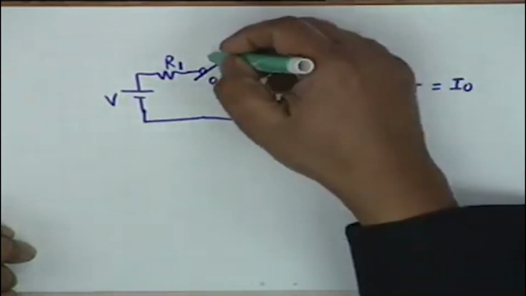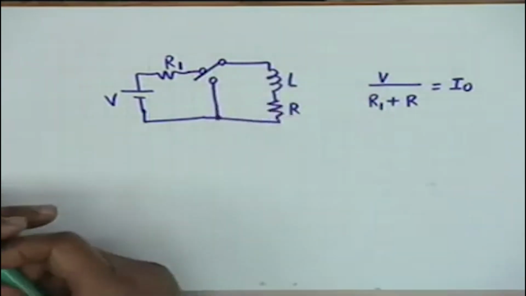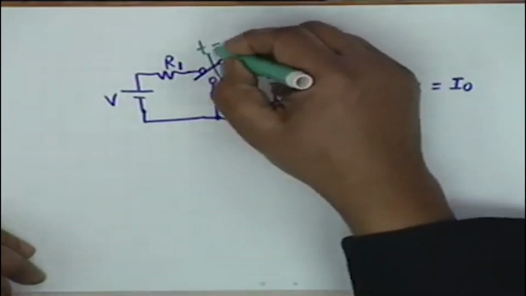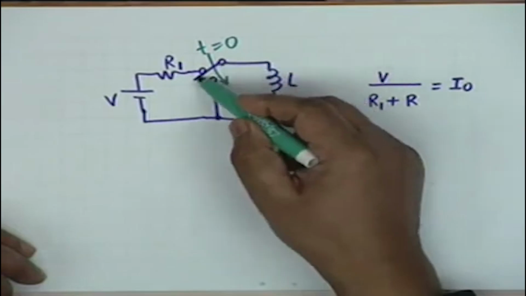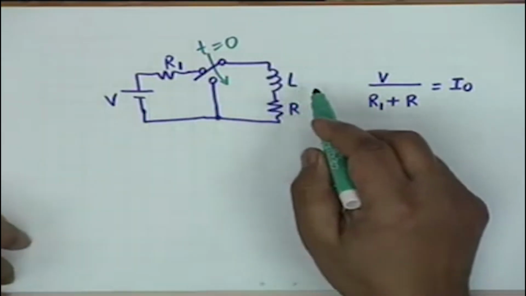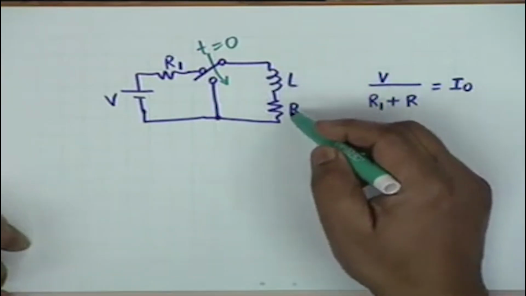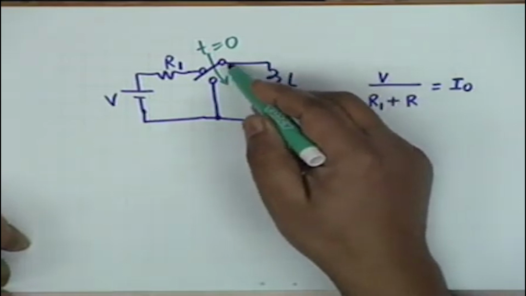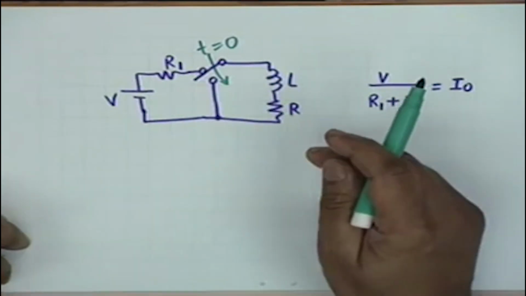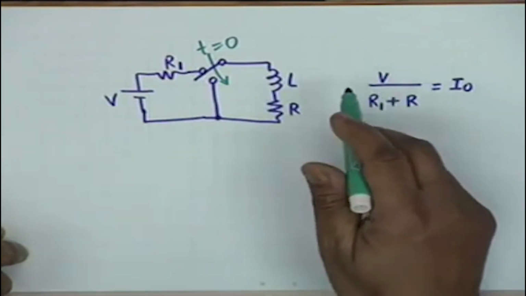At t equal to 0, this switch is moved in the downward direction. All right, this is how we indicate this. At t equal to 0, this switch is moved to the downward position, so that the inductor was carrying an initial current of I0. Now the inductor and the resistor in series are connected across a short circuit, and therefore this circuit will have a natural response. It is an example of a first order circuit having a natural response.